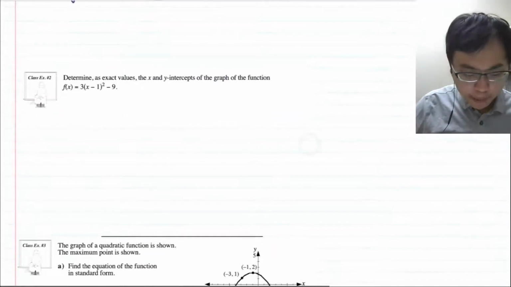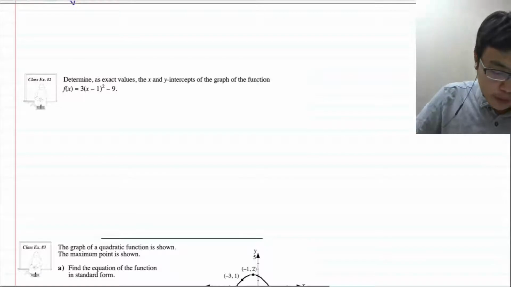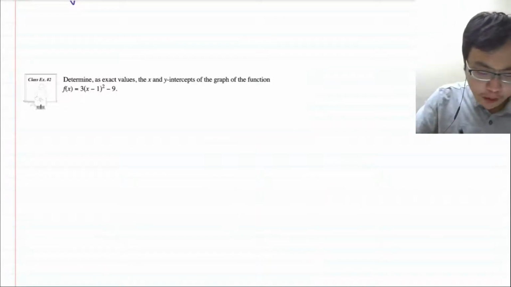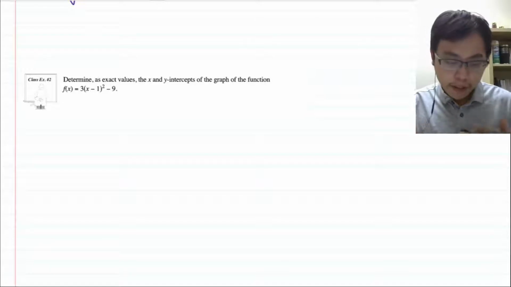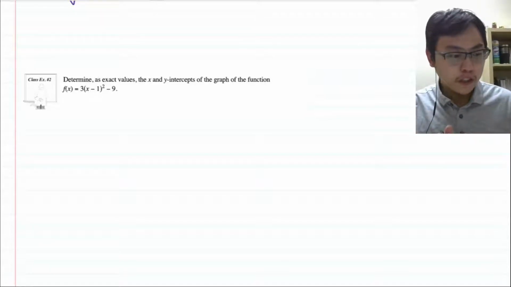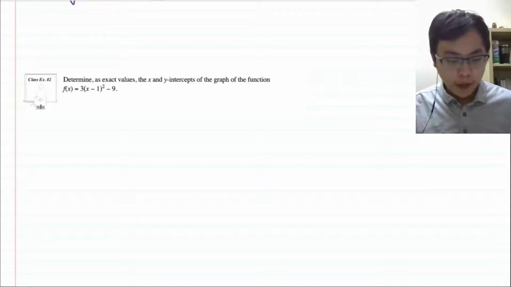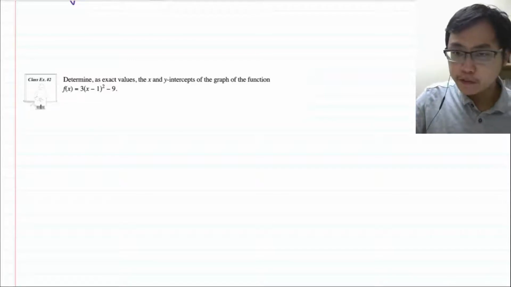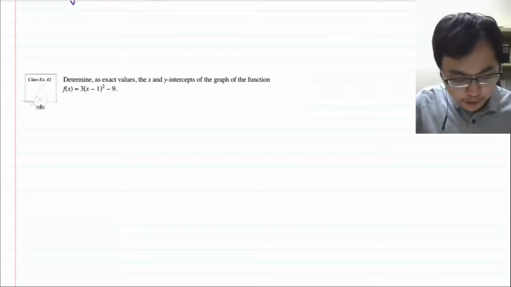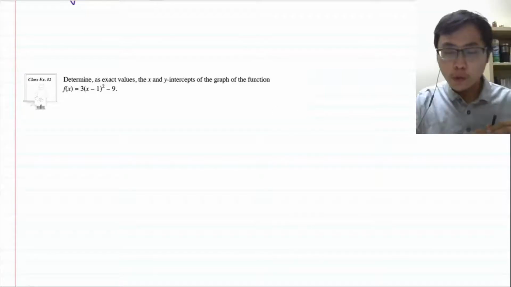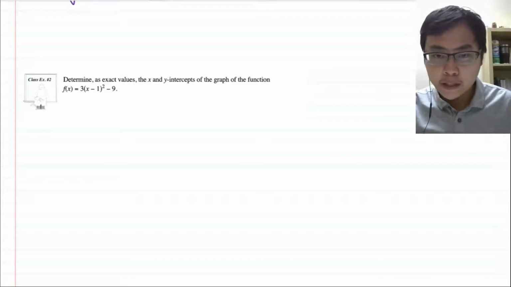It says, determine as exact values the x and y intercepts of the graph of the function. Now, we want to know what the x and y intercepts are. It gives us the function in vertex form already. Now, the good thing about the vertex form is that we can find the x-intercepts. How do we find the x-intercepts? Now, let me just very quickly show us what the function looks like. I'm going to get my calculator out.